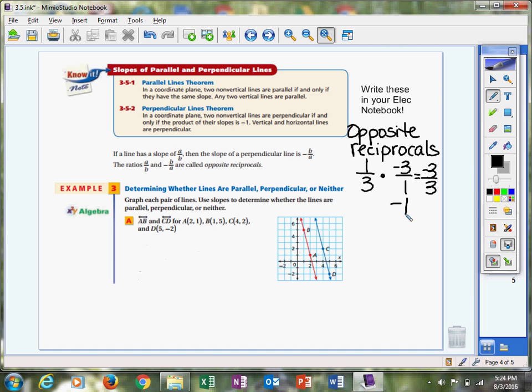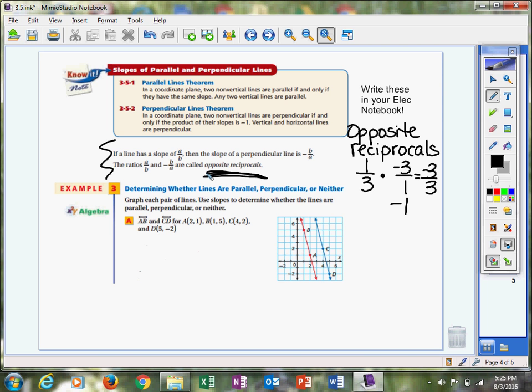So that's a great test. You can do it one of two ways, or you can do both. You can say, hey, I see that the slopes are opposite reciprocals, or you can multiply them together and make sure they actually equal -1, okay? Vertical and horizontal lines are always perpendicular to each other, okay? Always, always, always. So let's take a look. This is more information about the opposite reciprocals that I just mentioned. I use numbers because sometimes variables can be confusing.